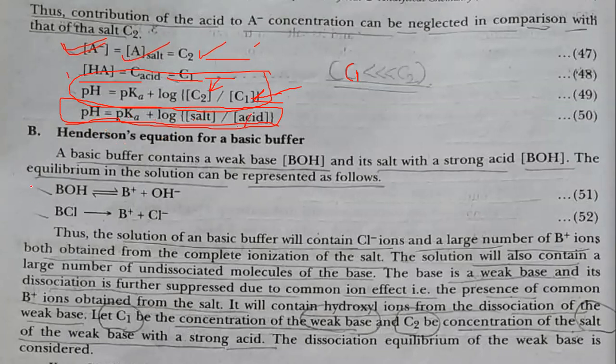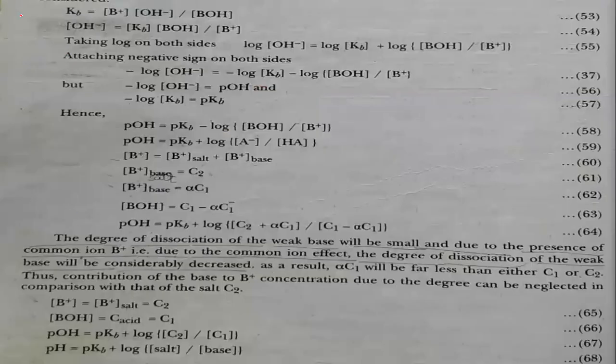Now here they are considering a weak base as BOH, that gives B plus and OH minus ions. Then they are taking its salt with a strong acid as BCl. C1 is the concentration of weak base, C2 is the concentration of salt with a strong acid. If you proceed further, by applying the law of mass action, Kb is equal to concentration of B plus into concentration of OH minus upon BOH. By rearranging this equation, OH minus is equal to Kb into BOH upon B plus.